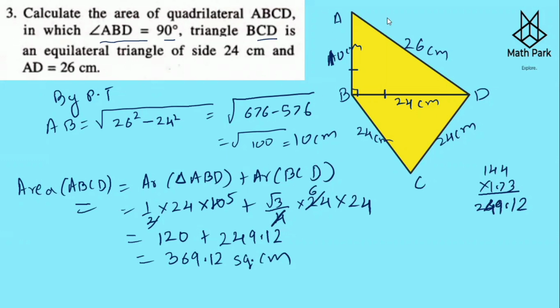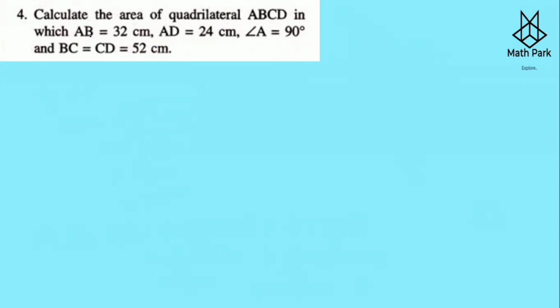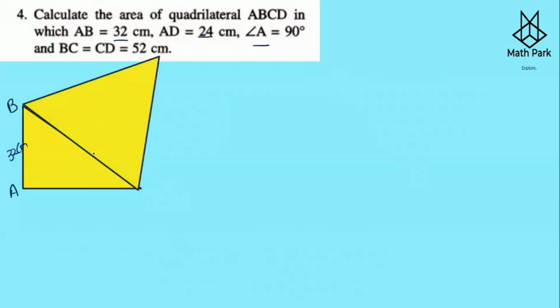Got it? The area of a quadrilateral ABCD in which AB is equal to 32 centimeter, AD is equal to 24, angle A 90 degrees. So let us draw one right triangle where angle A is a right angle and AB is equal to 32 centimeter and AD is 24. Let this be C and this is D. So this is an isosceles triangle over here. So BC is equal to CD. This is 52 centimeter and this is 52 centimeter. And you are given AD is 24 centimeter.